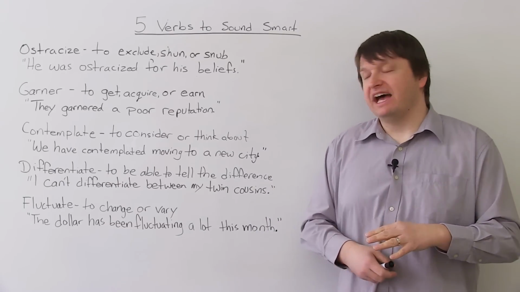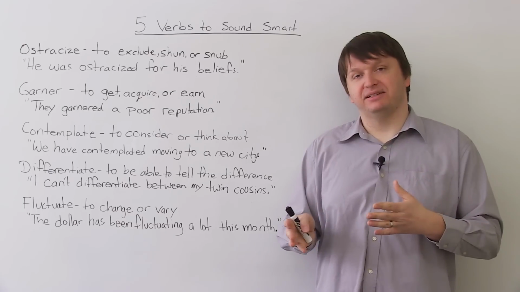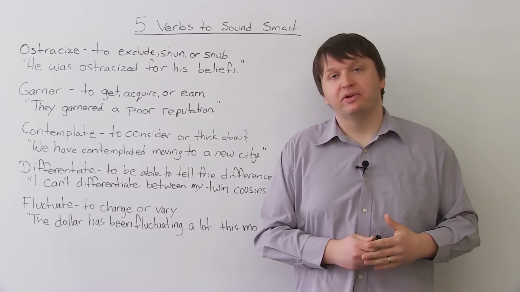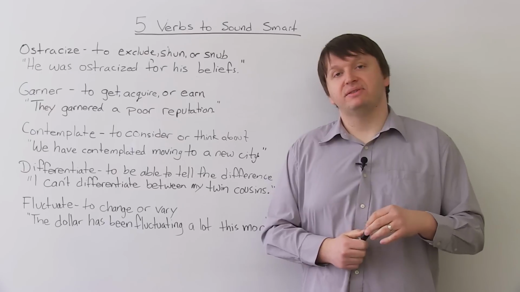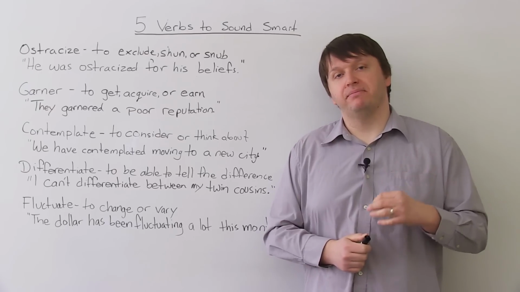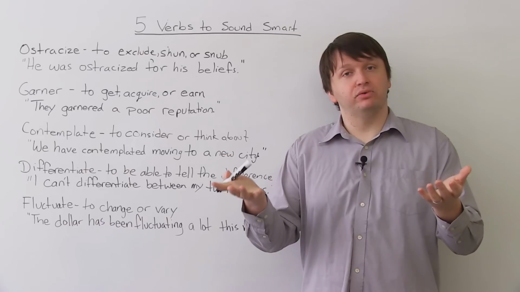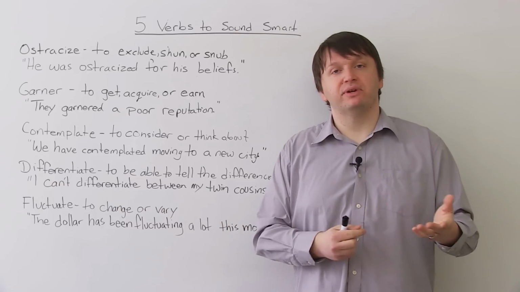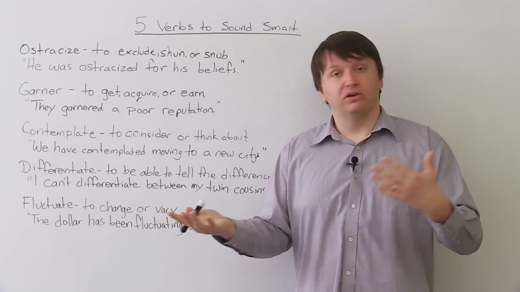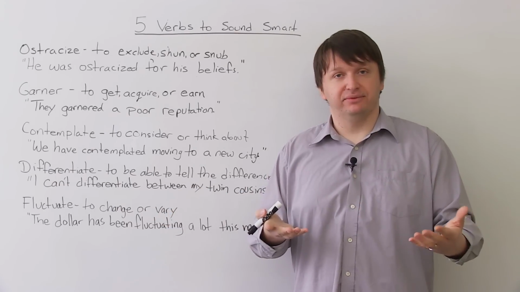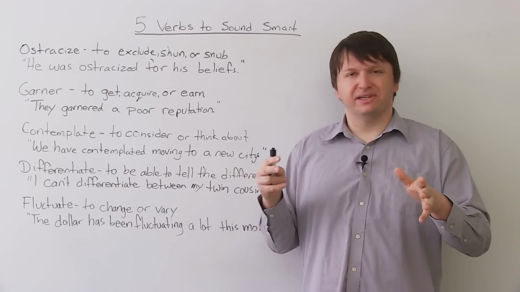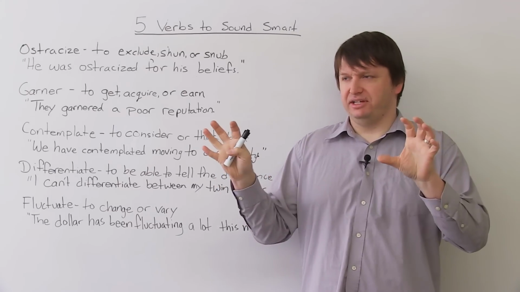For example, I can't differentiate between my twin cousins. An important thing to remember about differentiate is if you want to talk about and mention the two things you are comparing, you can use the preposition between. So you differentiate between A or B or A and B. Okay? So to be able to tell the difference, my twin cousins look the same, I can't differentiate between the two of them.